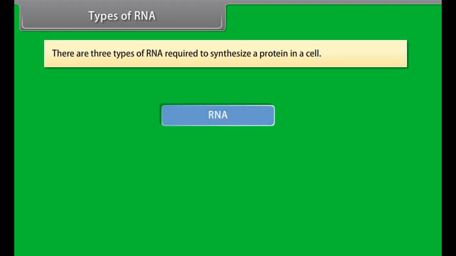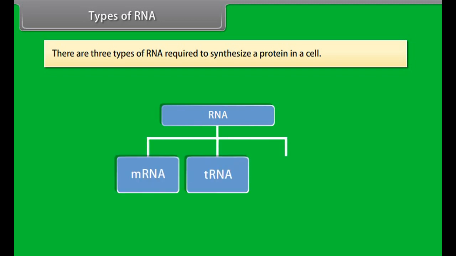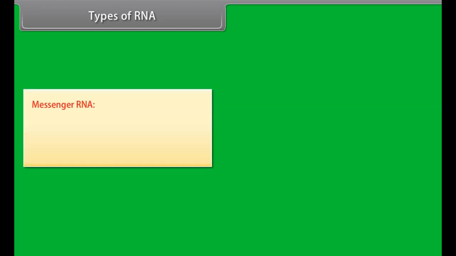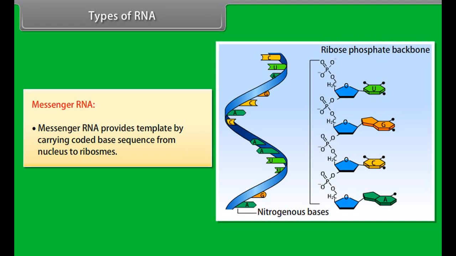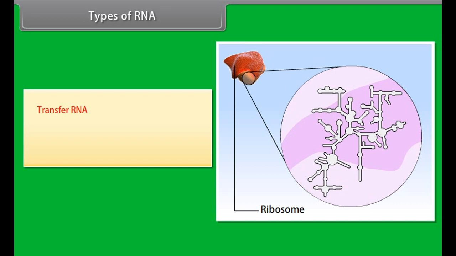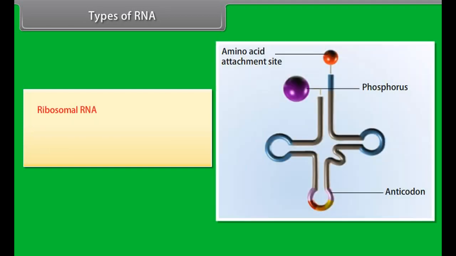Types of RNA. There are 3 types of RNA required to synthesize a protein in a cell: mRNA, tRNA, and rRNA. mRNA or messenger RNA provides the template by carrying the coded base sequence from the nucleus to ribosomes. tRNA or transfer RNA carries amino acids to the ribosomes and reads the genetic code. rRNA or ribosomal RNA plays a structural and catalytic role during translation.